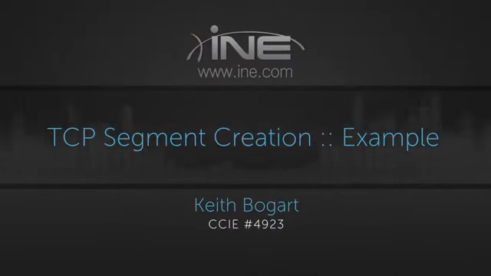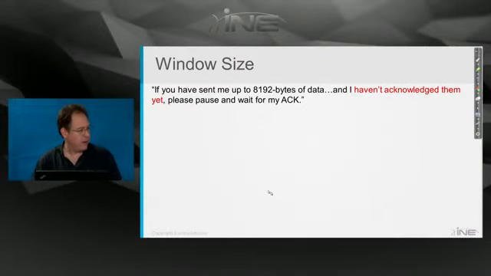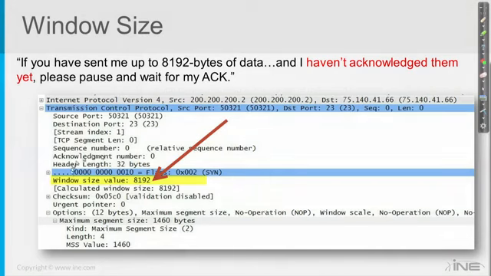So there's really two windows. When you do a sniffer trace, this is what you'll see as the sender's window. So right here, window size value 8192. The receiver is saying, I can handle up to 8,192 bytes at one time. That's the most I'll accept from you, and then I'll send you an acknowledgement.